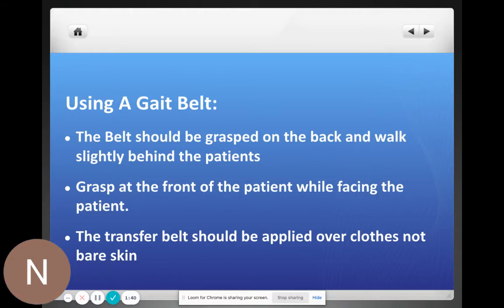So if they had a brain injury like a stroke, if they had an injury on the left side of the brain, then the right side of the body would actually be our weak side. They have symptoms on the right side. So that's with brain injury. But if they had just like a knee replacement on the right side, then obviously the right side would be their weak side, and that's where we would stand. The transfer belt or gait belt should be applied over clothes and not over bare skin.